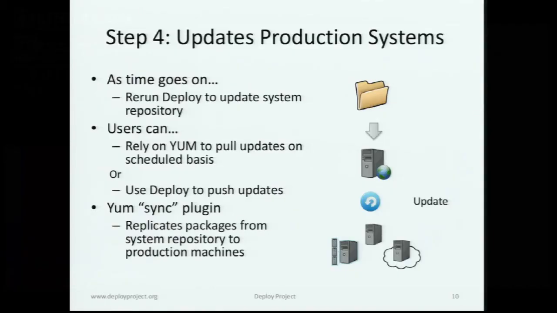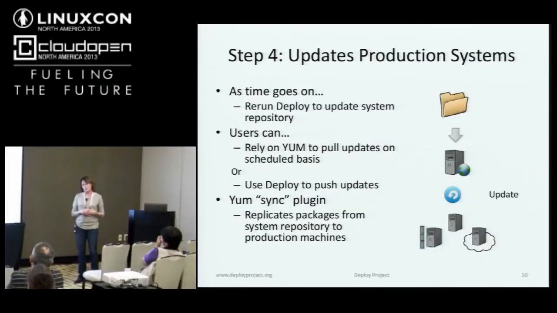The last step is the ongoing maintenance, so over time, probably in a cron job, you'd run deploy to keep updating the system. Each time it runs, it checks to see if there are any changes. If there are any updates from the operating system repository, it brings those in, recreates its system repository, retests everything on the test systems, and if that all goes through fine, then it will apply it to the production system.